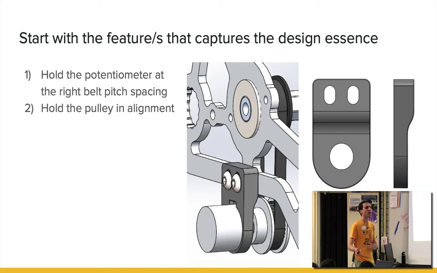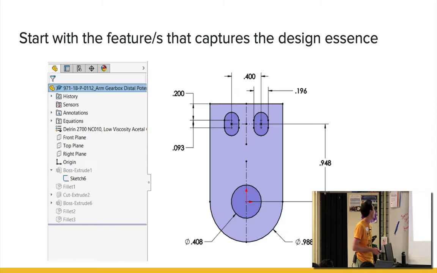Then we can think about what the most important feature of this part is, and which one we want to prioritize. My thought was that the most important is how we're holding the spacing in the potentiometer, because it's got to be the right size to hold it and to locate it all. So when designing the part, if that's our most important thing, then we want to structure the part to reflect that.